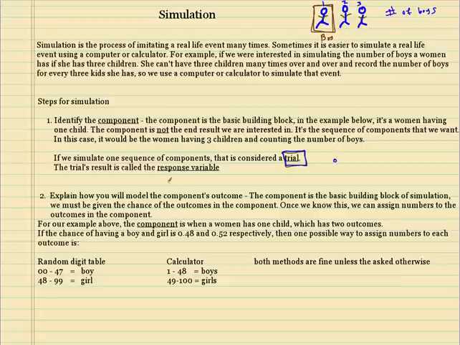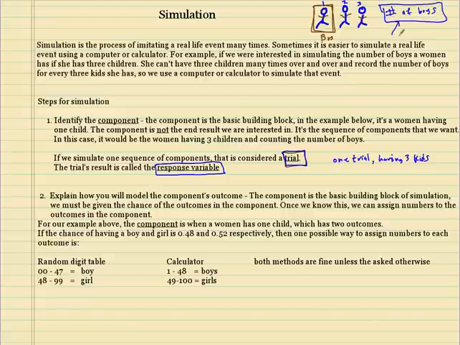So in this case, one trial is having 3 kids. The trial's result is called the response variable. That's what we're interested in. The response variable. So in this case, what's my response variable? It's right here. That's my response. That's what I'm interested in. The number of boys in 3 kids. That's important, and the 3 kids.